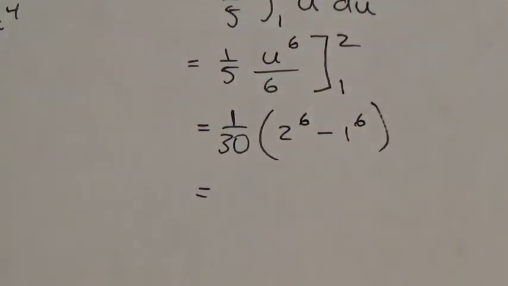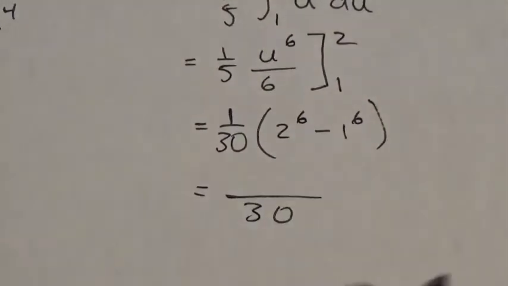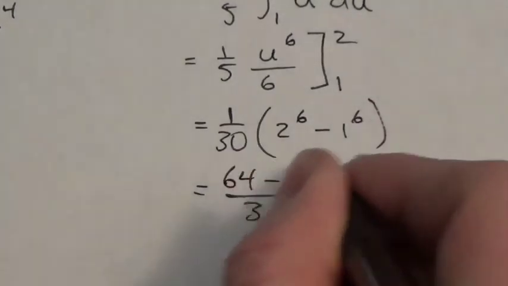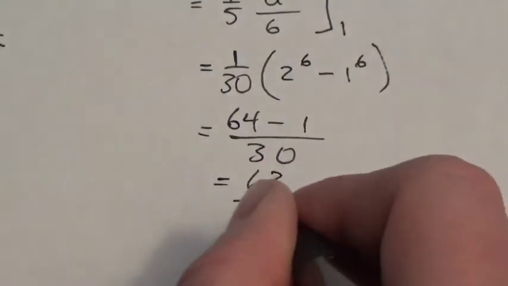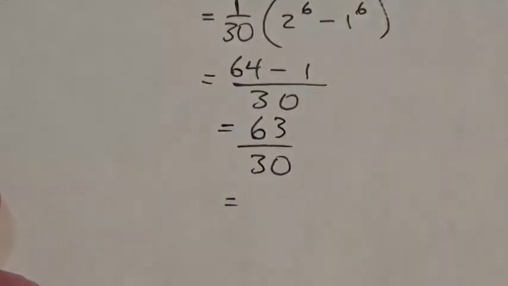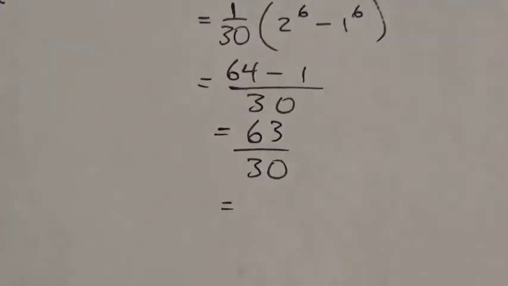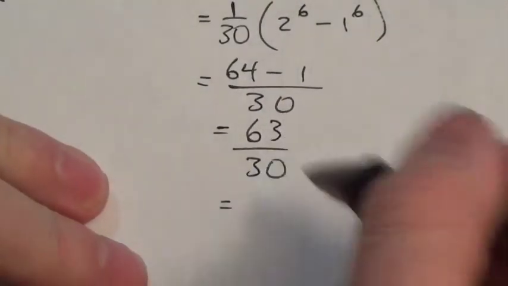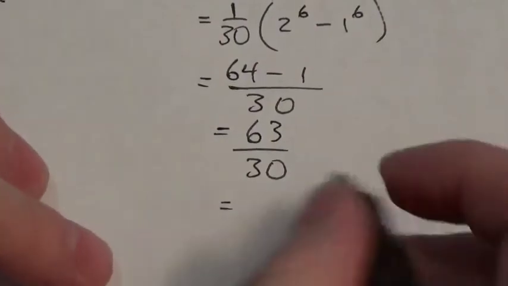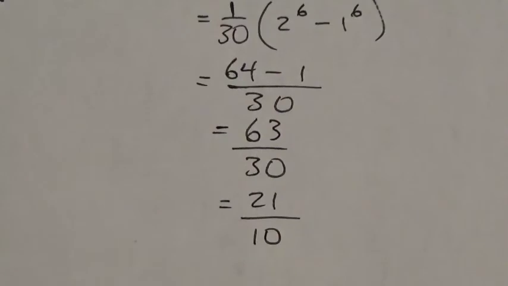Okay, so 2 to the 6. Well, let's just do it like this. This will be over 30 here. 2 to the 6, what is that? 64. And 1 to the 6 is just 1. So 63 over 30. Wonderful. Except if you left it like that, I would dock you. You know I would dock you for that. There is an obvious simplification that's going to happen here. Numerator and denominator are both divisible by 3. So that would be 21 over 10. That's the way I'd like you to write that answer.